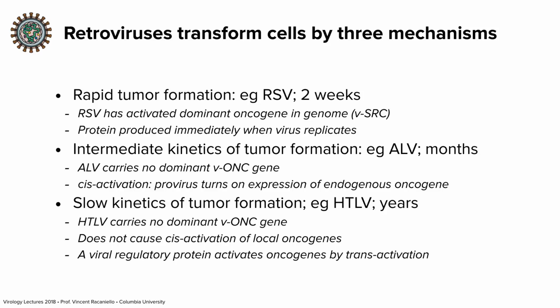Next, you have viruses with intermediate kinetics, and this is like the avian leukosis viruses. It takes months for tumors to develop. There's no oncogene in ALV. Remember, ALV is the parent of Rous sarcoma virus. ALV doesn't have an oncogene. So how does it cause leukemias? Well, it turns on expression of endogenous oncogenes.